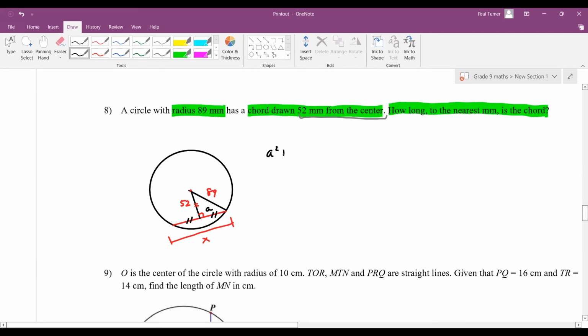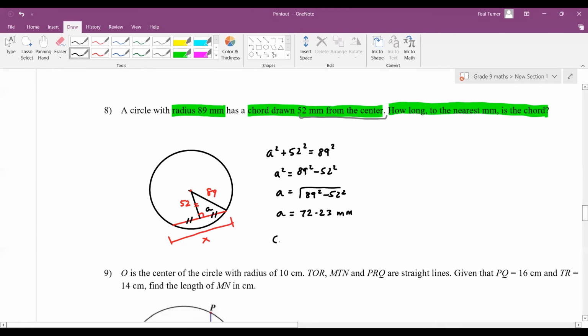So we'll have A squared plus 52 squared is 89 squared. So by rearrangement, we'll have A squared is 89 squared minus 52 squared. So A will be the square root of this number, 89 squared minus 52 squared. And in your calculator, you should get 72.23 millimeters for A. But remember, your chord is double that length.